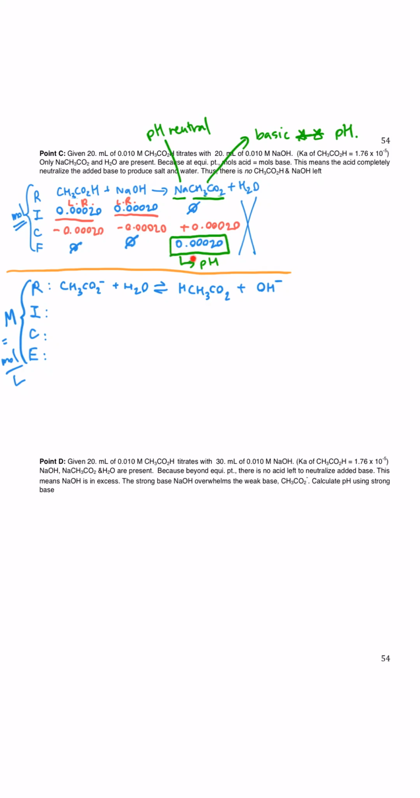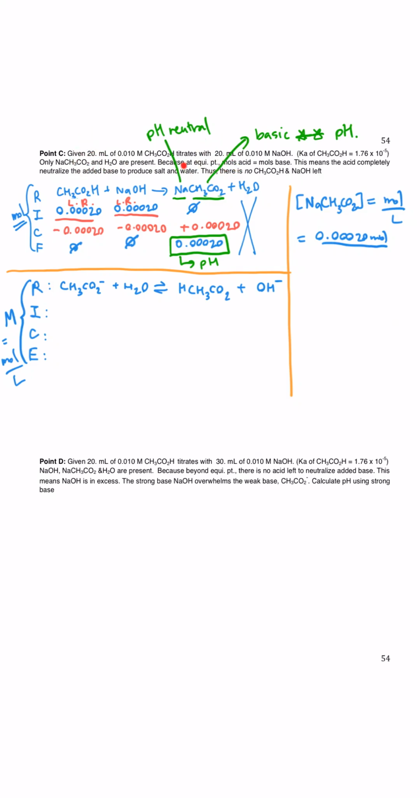Therefore, we will need to convert this mole into molarity first. Molarity of the sodium acetate after the end of the reaction will equal mole divided by liter. In this case, the mole that we have is 0.00020 mole. And the volume that this salt is present in would be the addition between these two, right?